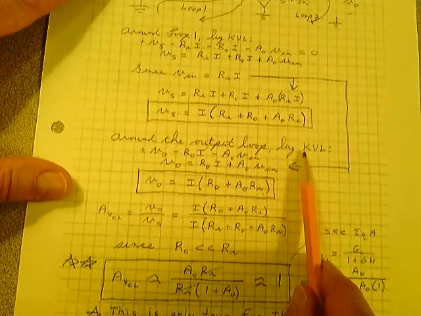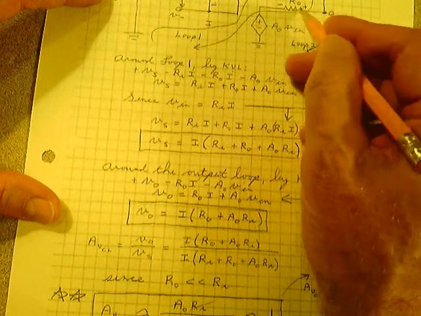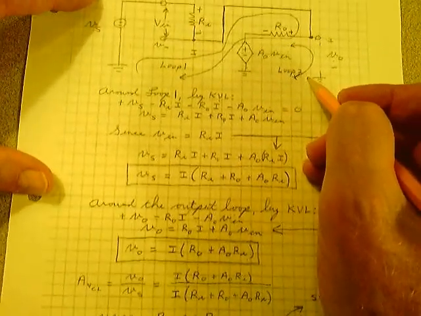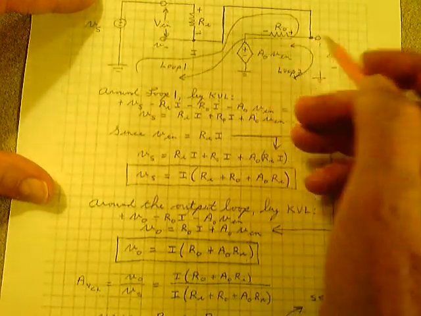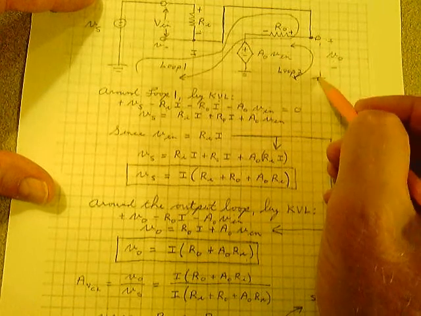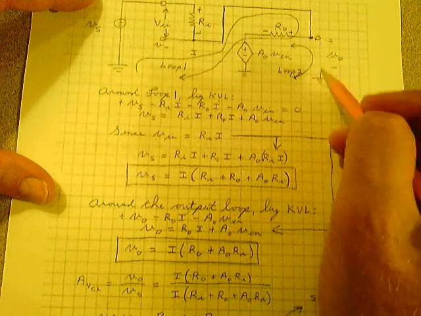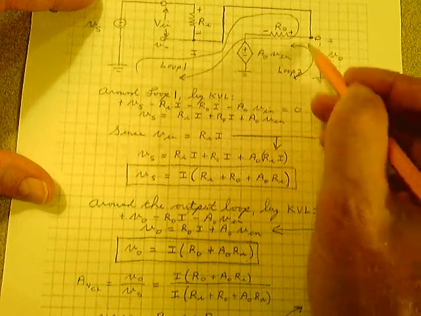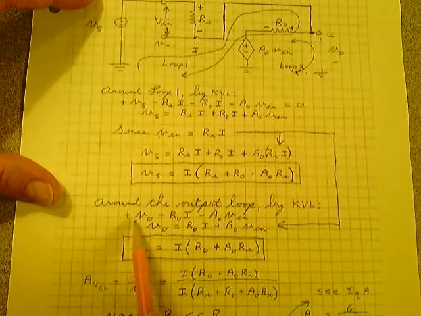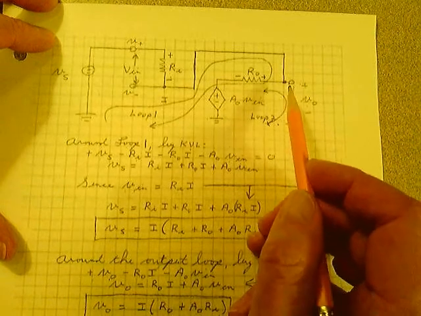Around the output loop by Kirchhoff's voltage law. I did another loop here and I started at this point and I went around this little loop right here. I did it in a counterclockwise direction just to show you can go in any direction. I did it clockwise, got the same result. I did a counterclockwise direction. This is an open circuit though. There's no current there. I'm just going to do Kirchhoff's voltage law around that loop. There's no current. So around loop 2, counterclockwise, starting down here, plus V0. You should be able to see that plus V0 right there. Plus V0.